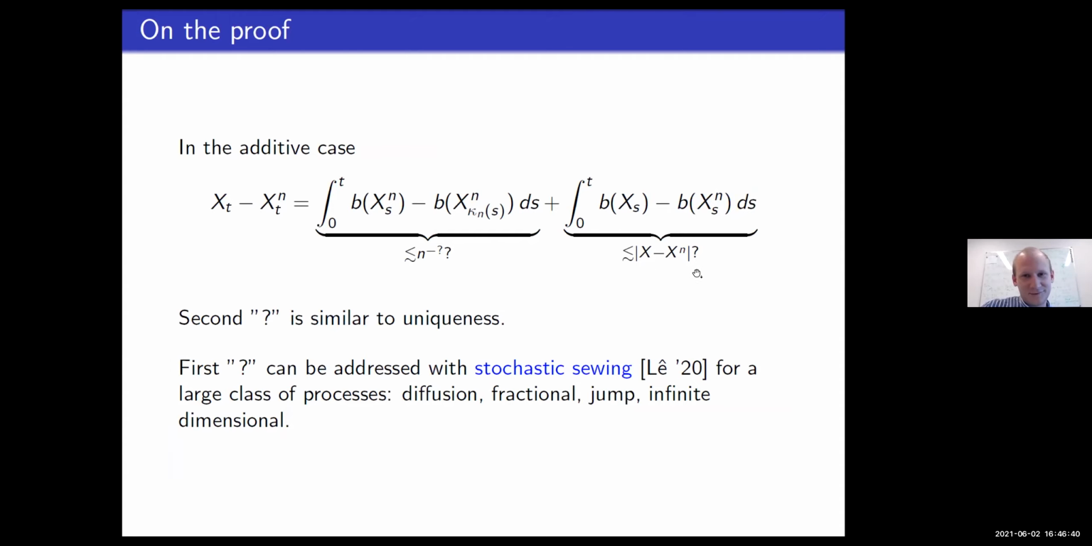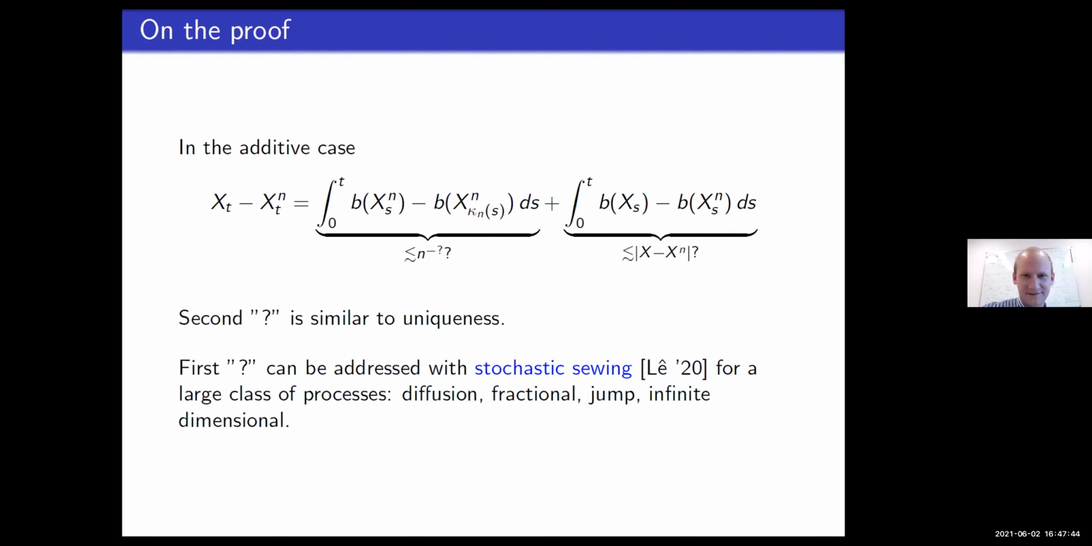If you are able to bound this for good enough processes, so good enough two processes x and xn, such an integral you can bound by x minus xn with some norm. I'm not writing norms because that's part of the question, to find a good norm. Then you can get some kind of Gronwall lemma argument or some contraction. And the same happens here, because if you can bound this by x minus xn, then you get to a Gronwall type argument, and you only remain with the first term, where we are using some new tools, which was already advertised by Peter a few talks ago. This is stochastic sewing, introduced by Lê, and it's a very useful tool, and bounding such quantities in large generality is very much possible with this.